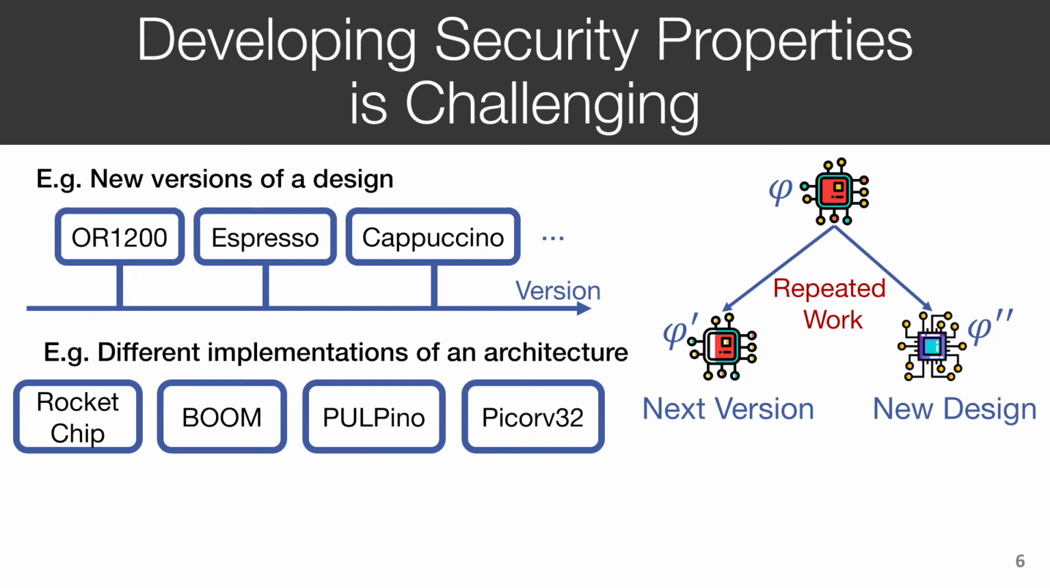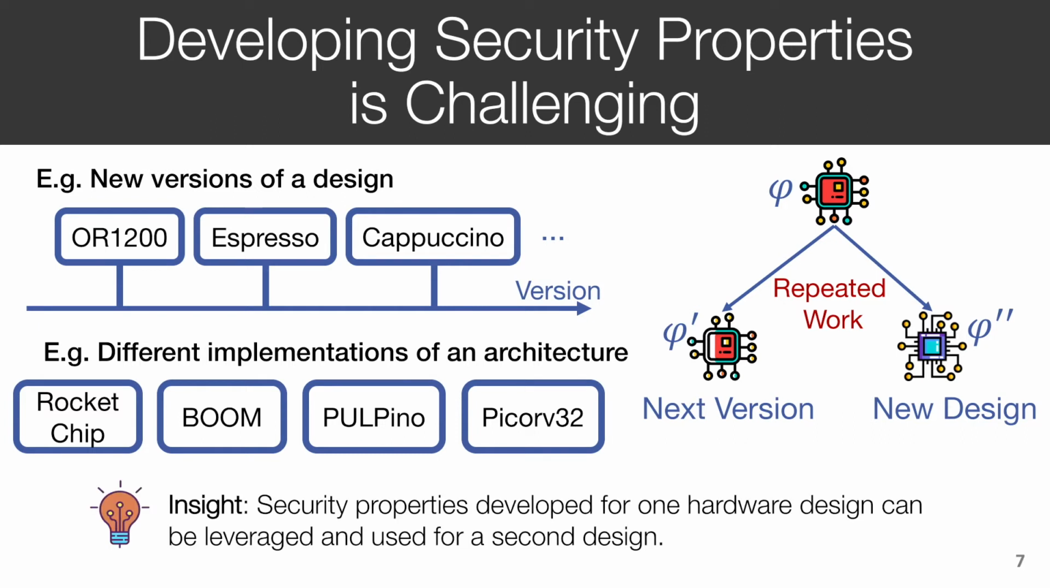For example, for the OR1K processors, we have different versions such as the OR1200 processor, the espresso processor, and the cappuccino processor. And for the RISC-V processors, we have different implementations, such as the Rocket chip and the Boom chip. So if we can leverage and use the security properties developed for one hardware design for a second design, we can save a lot of effort in developing these properties.